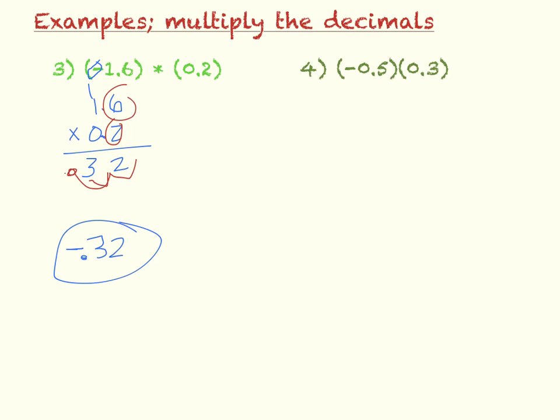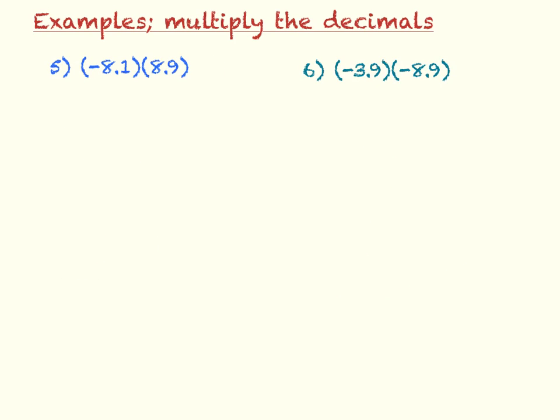And the next one, negative 0.5 times positive 0.3. So this one, it's again going to be negative. So I'm going to have 0.5 times 0.3. 3 times 5 is 15. There's nothing else to do, so then I count my decimal points. There's 2 places after the decimal, so there's my decimal. So my final answer becomes negative 0.15.